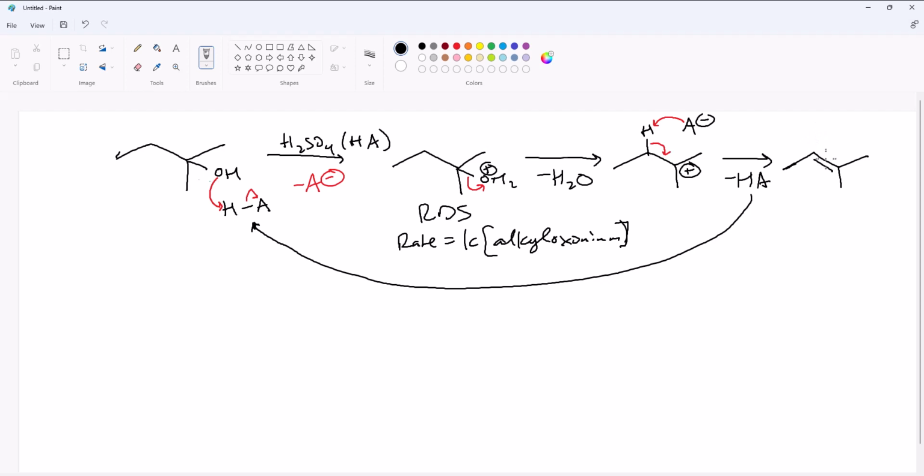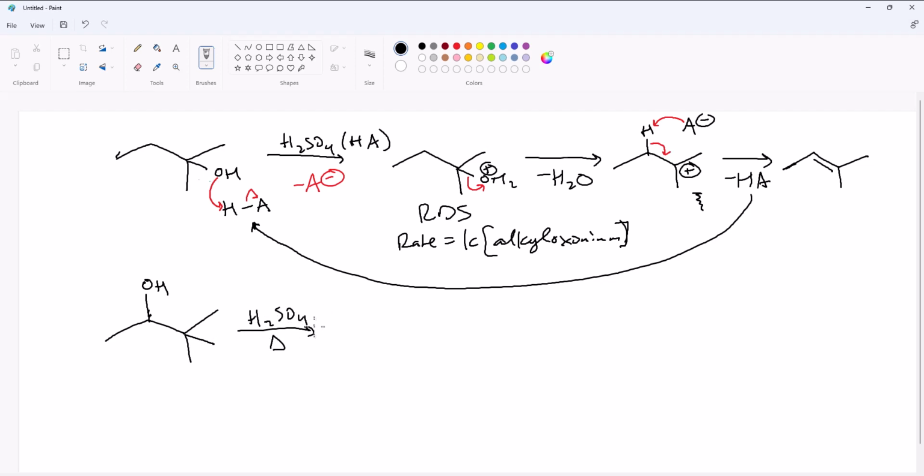So the issue that we run into with dehydration and dehydrohalogenation in an E1 mechanism is the same issue we ran into with an SN1 mechanism, which is that we generate carbocation intermediates. And carbocation intermediates, as we've seen, can rearrange. So, for instance, if we had instead this alcohol, and we add H2SO4. Here, let's make this tertiary.